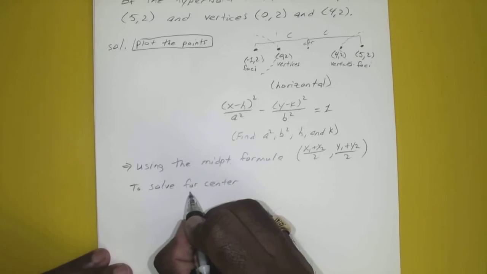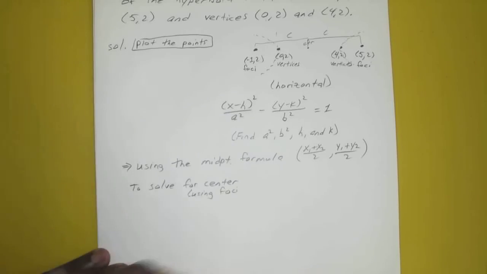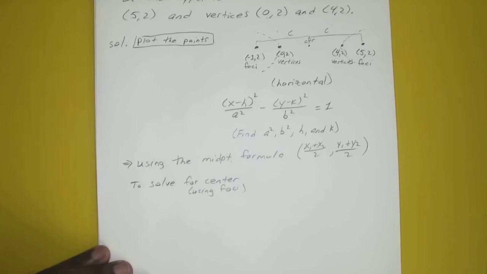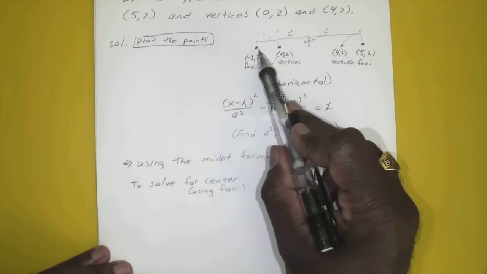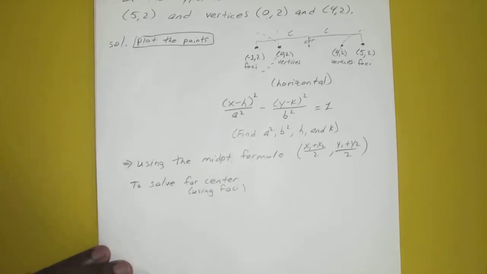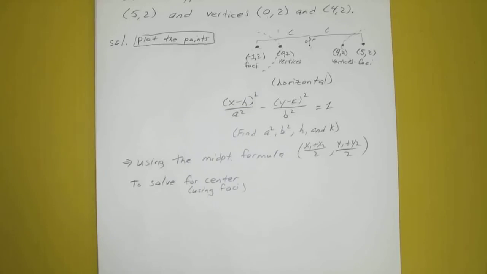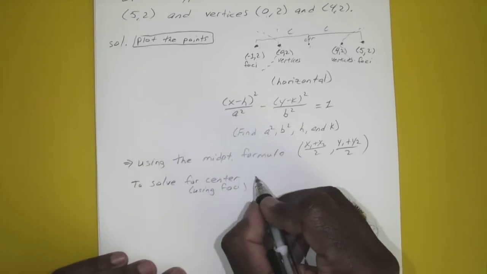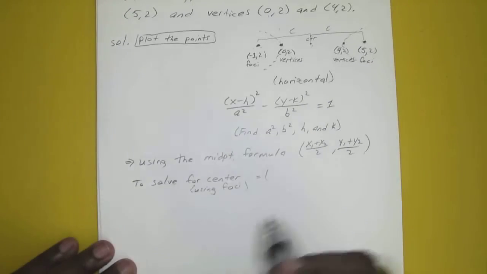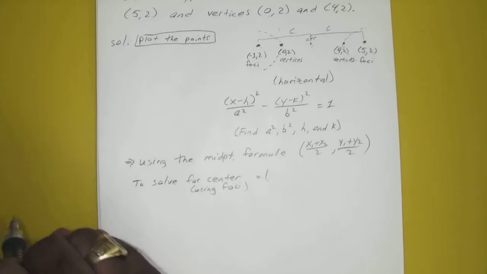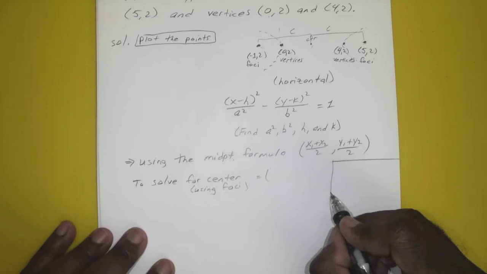To solve for our center, we're going to use the focus points. We're going to find the midpoint between these 2 points, and we'll have our center. Or you can find the midpoint between the 2 vertices and find your center. So whichever one you want to use, you can use. So just using the focus points, let me write out our x1, y1, and x2, y2. I'll put it right there.